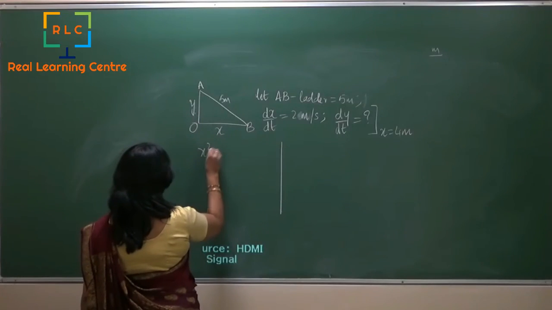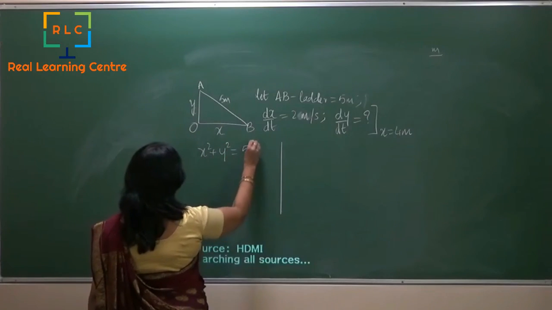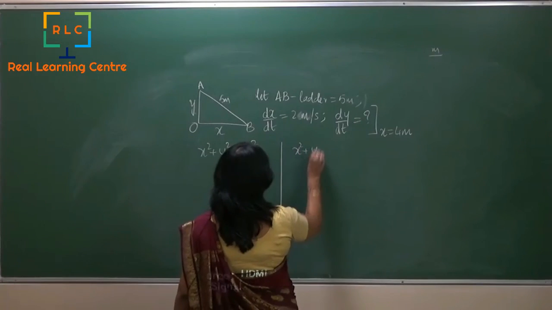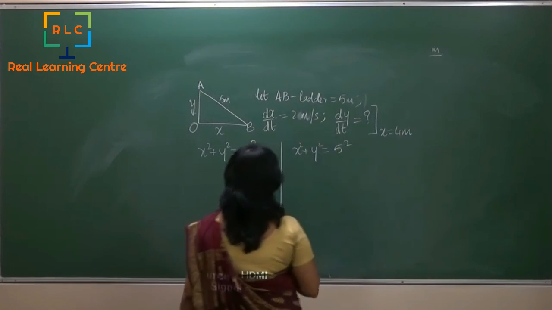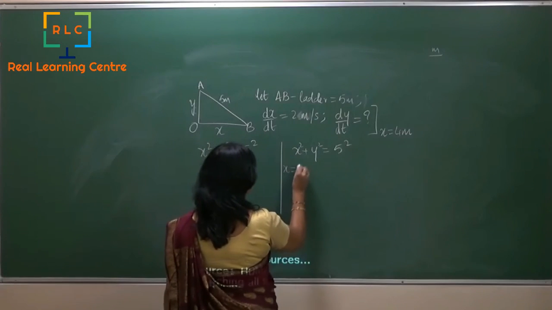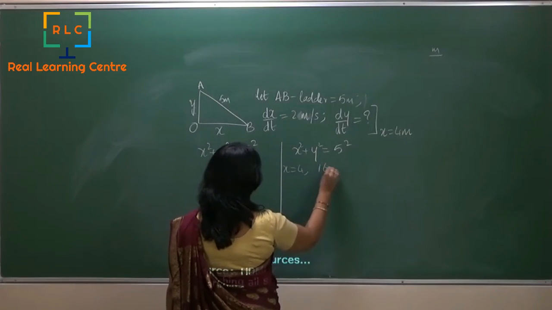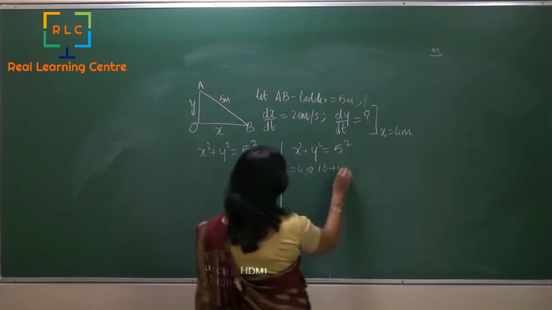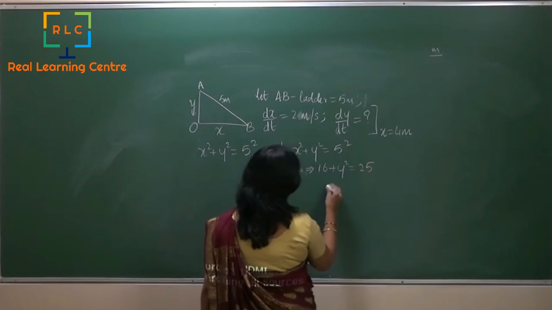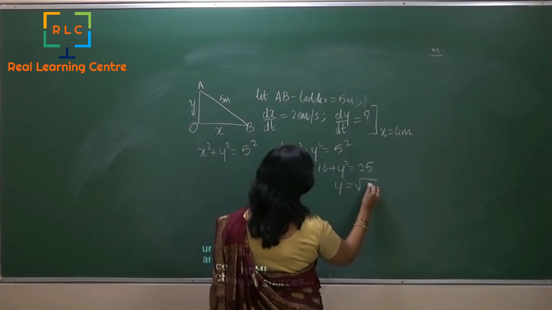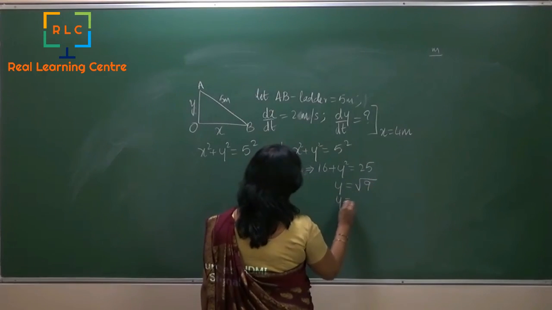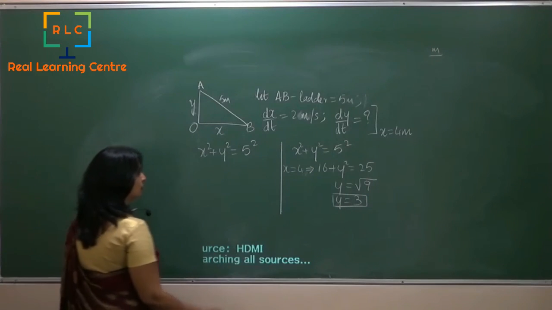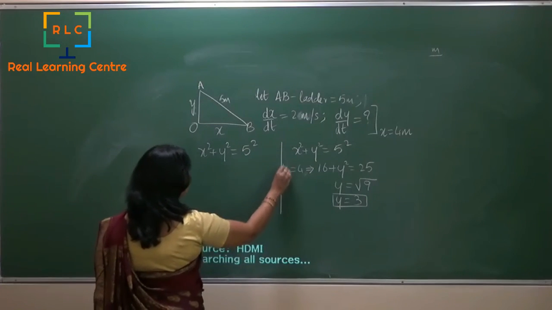So let me take the Pythagoras theorem. x square plus y square is equal to 5 square. I need to differentiate this, but first I need to find out, when x is equal to 4, what is y equal to? So 16 plus y square is equal to 25. So y is equal to root of 9, and hence y is equal to 3. So let y be equal to 3, and x is equal to 4.